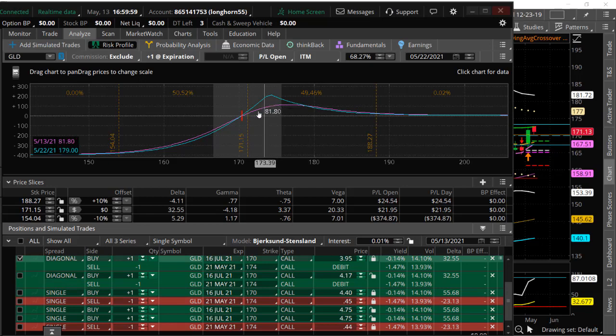So it's a great strategy to collect income while you wait. But if it does pop and move higher, we can then adjust the trade and just stay long the long-dated call out in July. So very nice trade, a lot of potential upside.